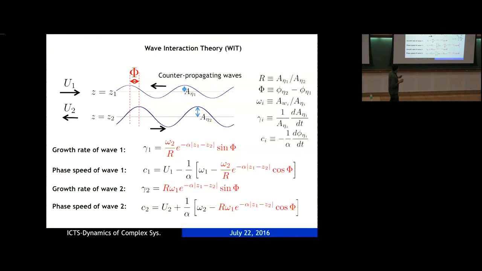Going to the first equation, what this red thing tells us is omega 2, which is some frequency of the second wave. This tells us that if there is no second wave, the first wave will never grow. A wave cannot grow on its own. A wave needs to extract energy from, yes.